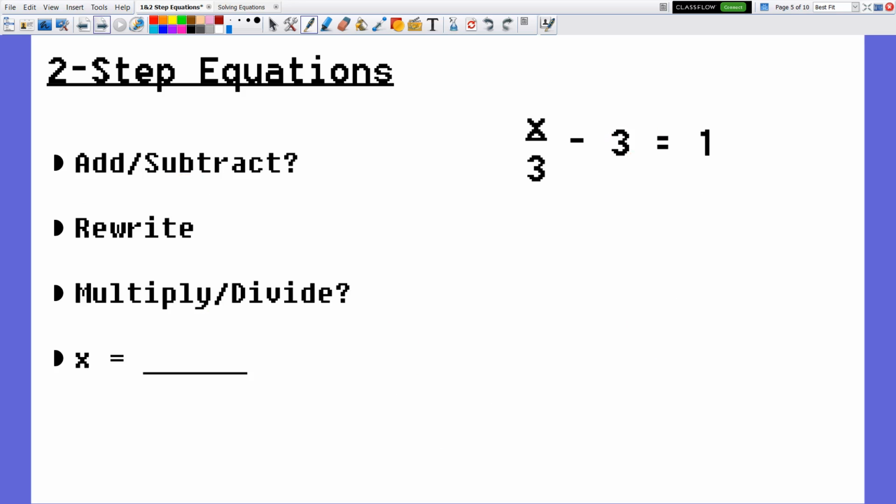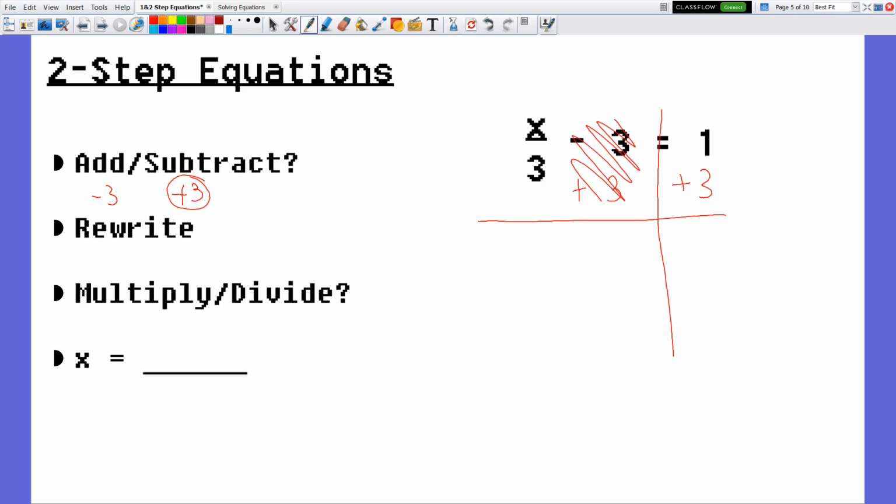So this one looks a little bit different, but we still start with the same process. Do you see any adding or subtracting? Yes, I see subtracting. Its inverse is plus 3. So plus 3, plus 3 to both sides of the equal sign. Whenever we start with addition or subtraction and find its inverse, it's always going to be 0. Negative 3 plus 3 is going to be 0. I'm bringing down what I didn't mark out: x divided by 3 equals 4.